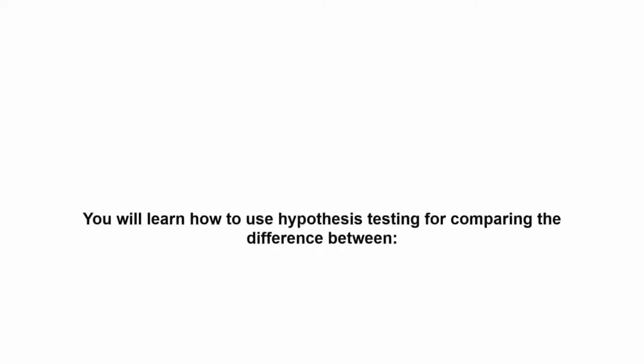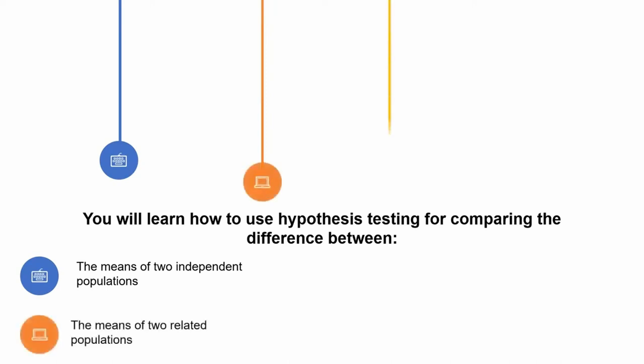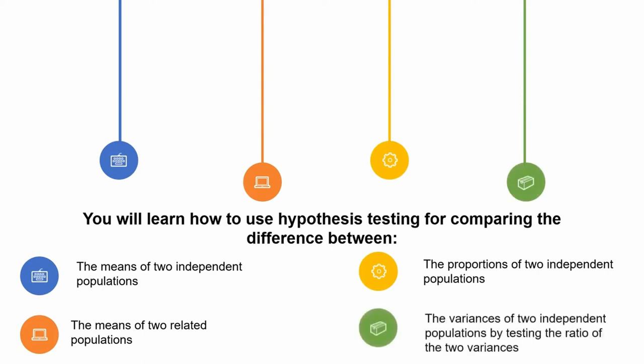So in today's lesson, we'll be talking about how to use hypothesis testing for comparing the difference between the means of two independent populations, the means of two related populations, the proportions of two independent populations, and finally, the variances of two independent populations by testing the ratio of the two variances.